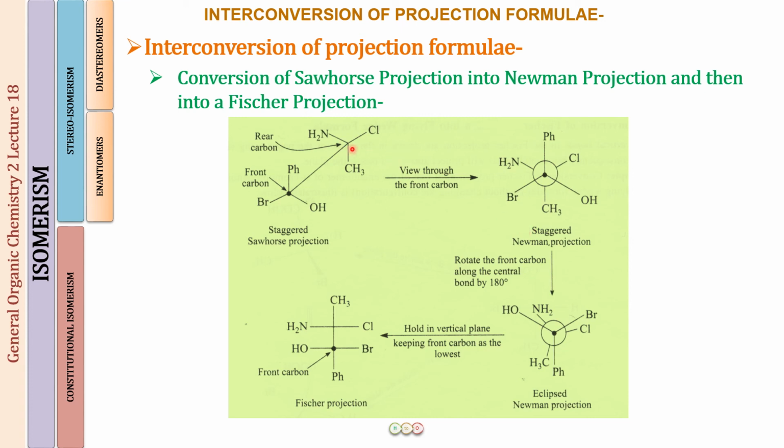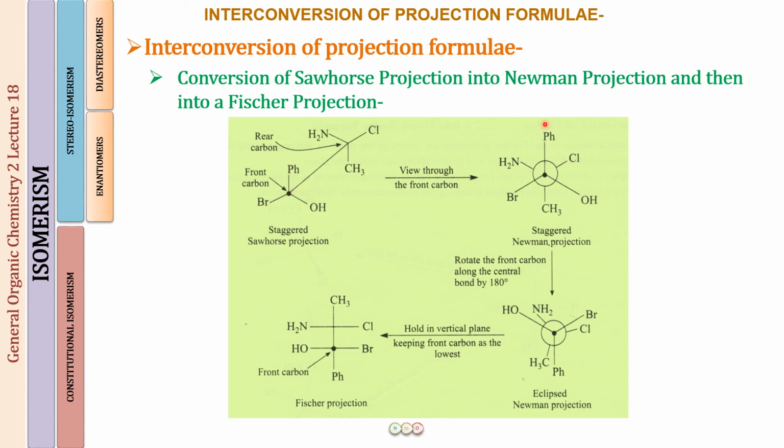So what we do is the rear carbon, we draw it as a circle, and the front carbon we draw it as a dot, which is acting as the center of the circle. Once that is drawn, all the 3 groups which were for the front carbon, we are going to draw it in the same fashion. All 3 bonds intersecting at the center of the circle at an angle of 120 degrees. And it is going to be just exactly like the staggered sawhorse.